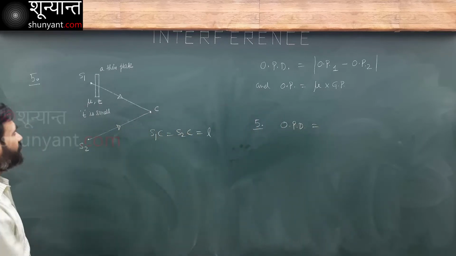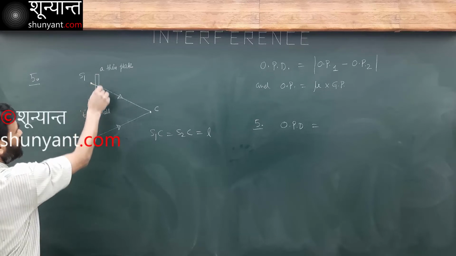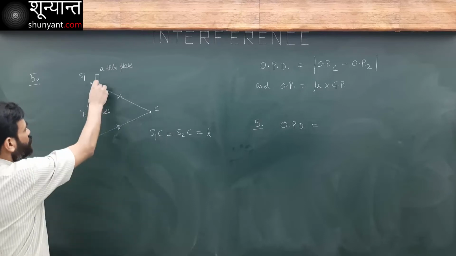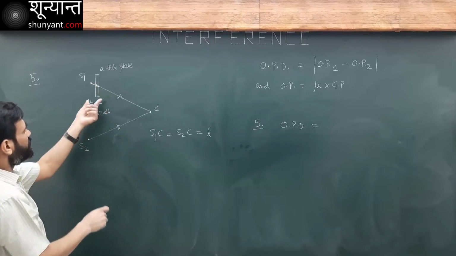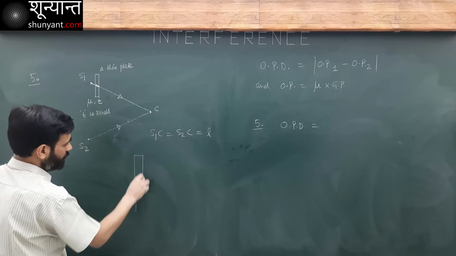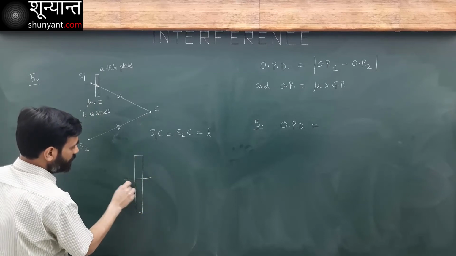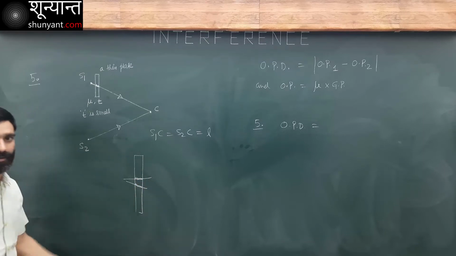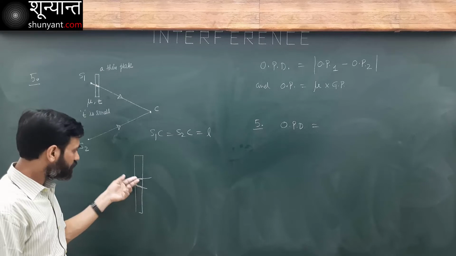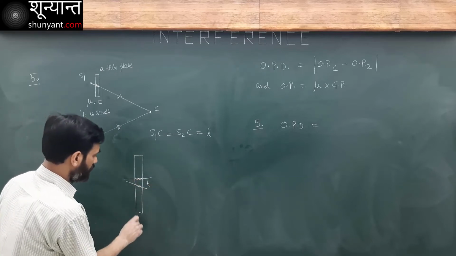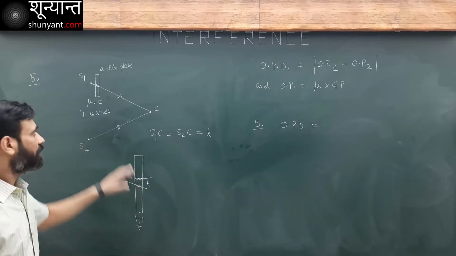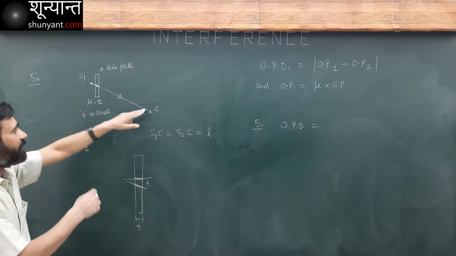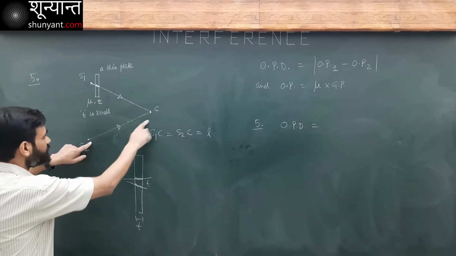So in the fifth case, what is the optical path difference? What will be the optical path along this line? This light ray is traveling some distance through this medium. If it is a thin plate, then this distance will be approximately equal to this distance. If it is very thin, these two are going to be equal to t, the thickness of this plate. So this light ray travels some distance in the medium and the remaining in air. The other light travels all the distance in air.